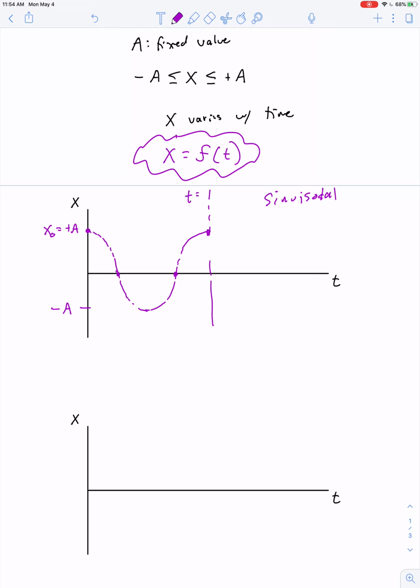So that's t equals capital T. When the time is one full period of motion, then you've completed one full cycle of oscillation. And from there on, it'll just keep doing the same thing. So you can see this looks like a graph of cosine.